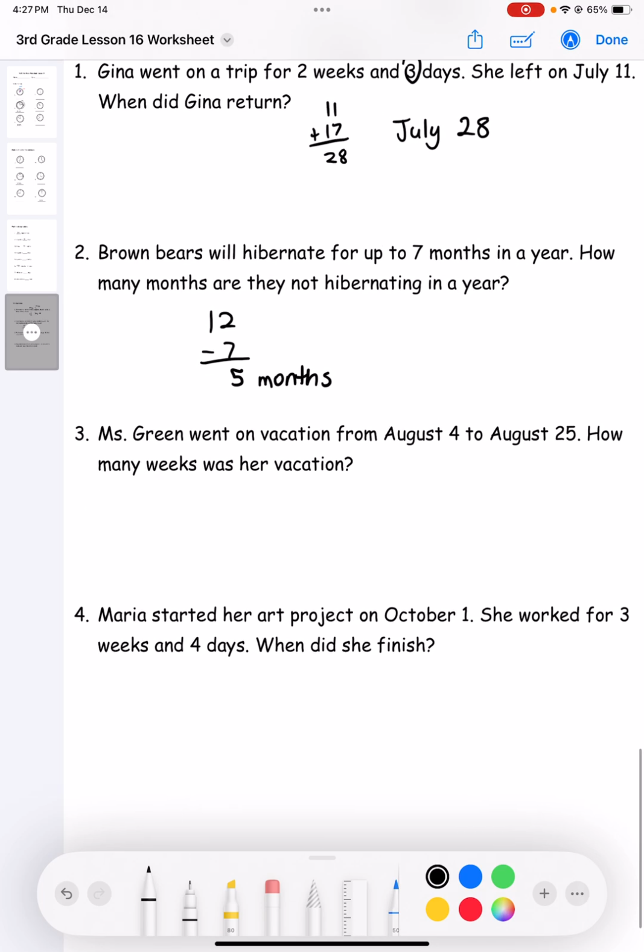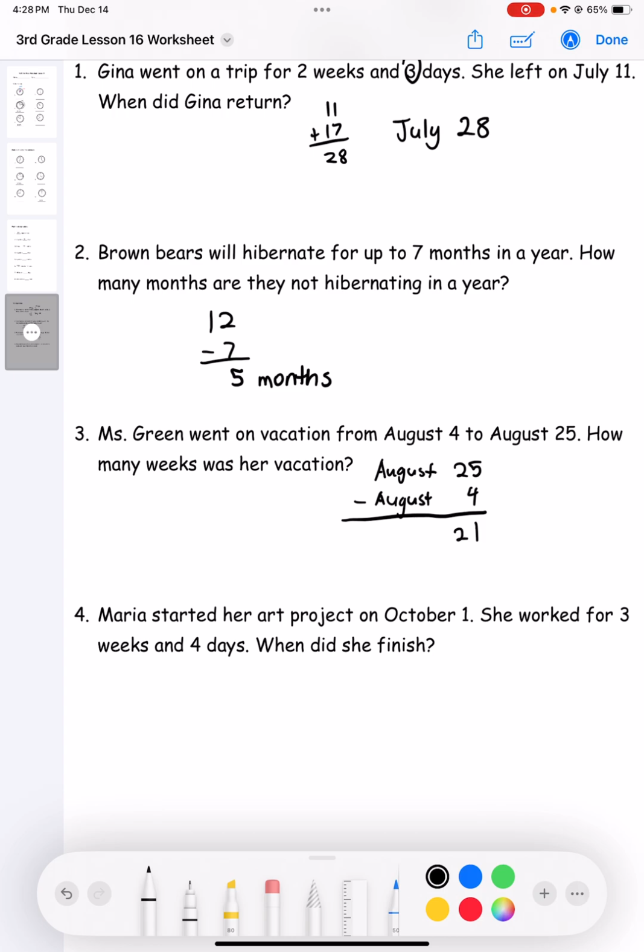Number 3, Miss Green went on a vacation from August 4 to August 25. How many weeks was her vacation? So from August 4 to August 25, what we'll do is subtract August 4 from August 25. We get 5 minus 4 is 1, and bring down the 2.